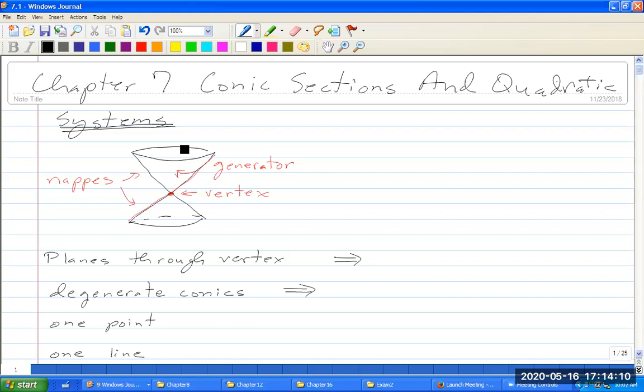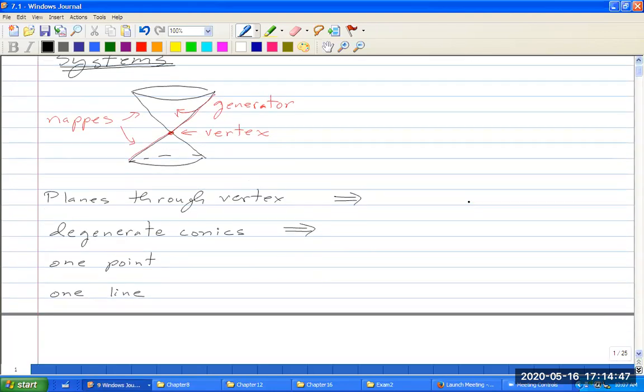We can take planes that go through either the nappes or maybe a vertex. If I take a plane that intersects through a vertex, we'll call that a degenerate conic. Doing that, you can get a point, one line, two lines, or an empty set. Those would be called the degenerate conics.